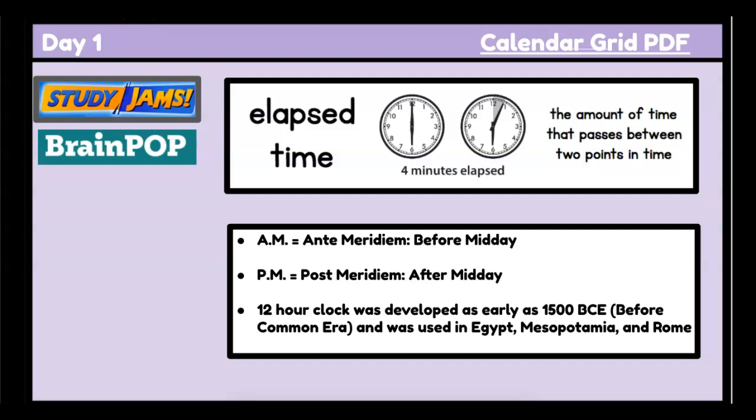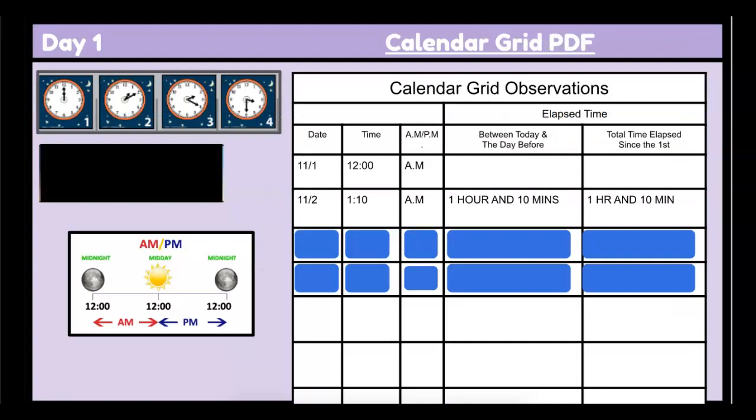All right, when we're telling time and showing elapsed time, it's also important to remember what AM and PM stand for. AM stands for ante meridiem, which means before midday, noon, and PM stands for post meridiem, which means after midday. The 12-hour clock was developed as early as 1500 BCE, before Common Era, and was used in Egypt, Mesopotamia, and Rome. Let's fill out our calendar grid observations chart for days 3 and 4.